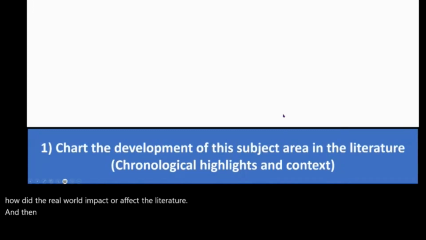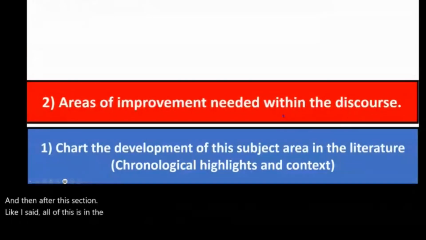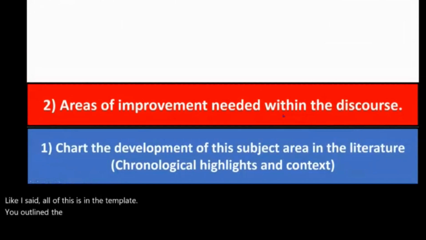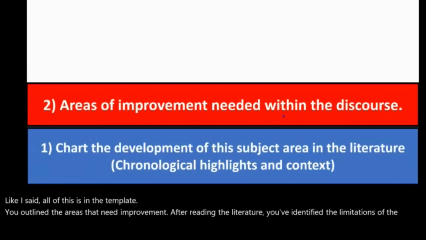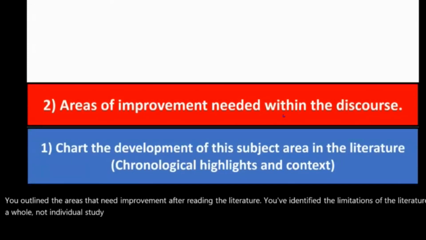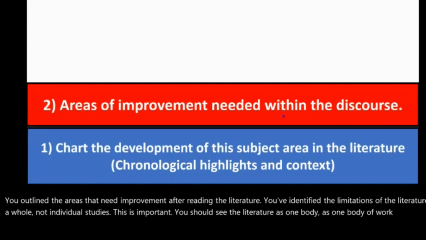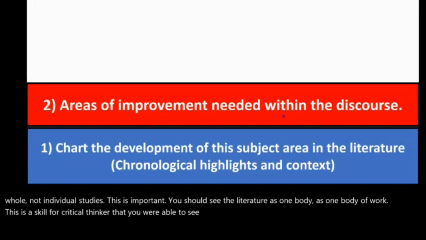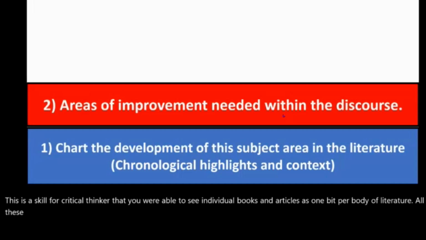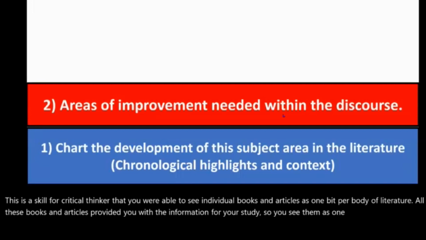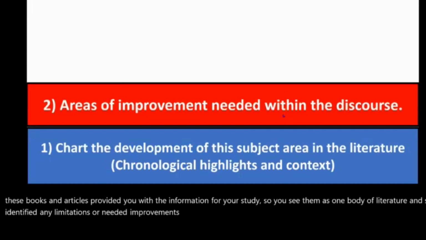And then after this section, like I said, all of this is in the template. You outline the areas that need improvement. After reading the literature, you've identified the limitations of the literature as a whole, not individual studies. This is important. You should see the literature as one body of work. This is a skill of a critical thinker, that you're able to see individual books and articles as one body of literature. All of these books and articles provided you with the information for your study. So you see them as one body of literature, and identify any limitations or needed improvements in this one body.